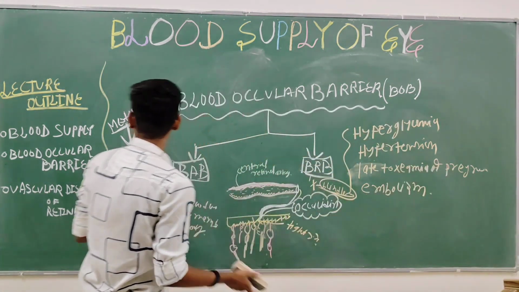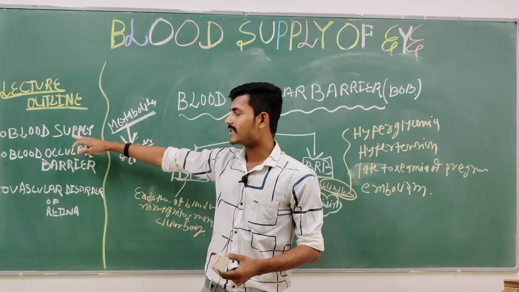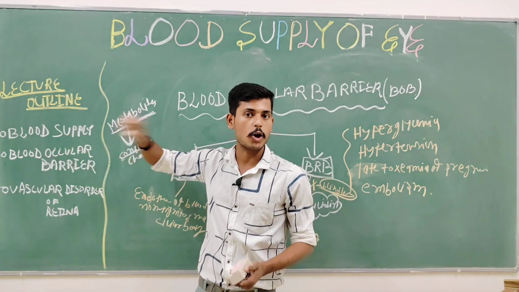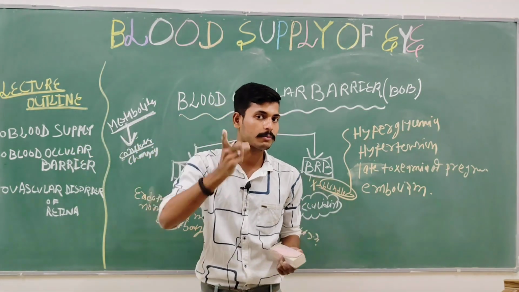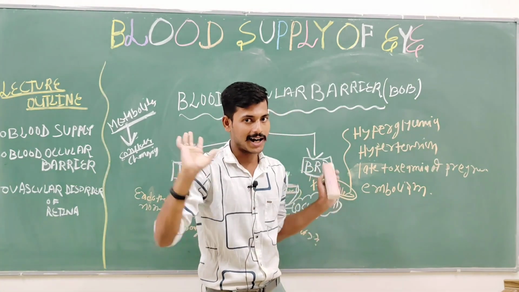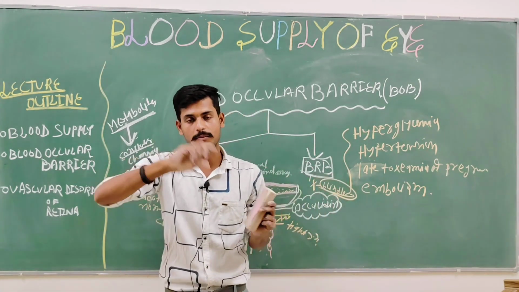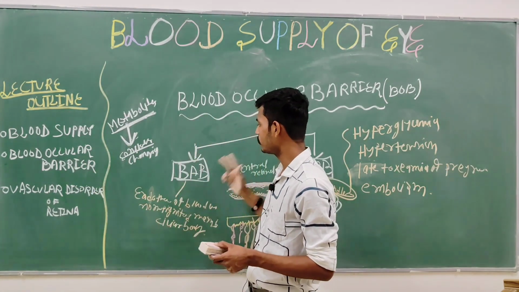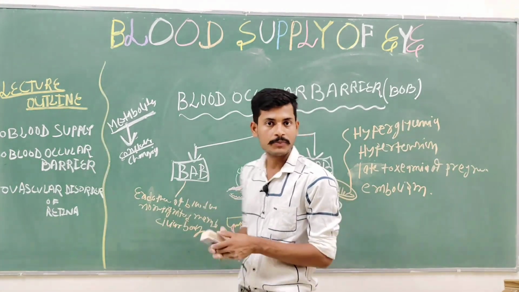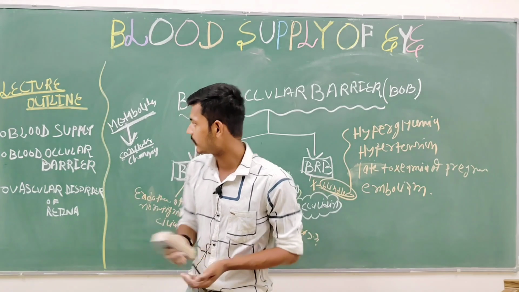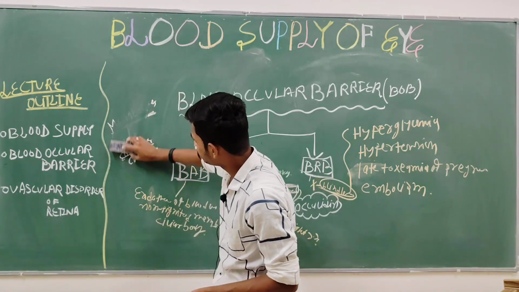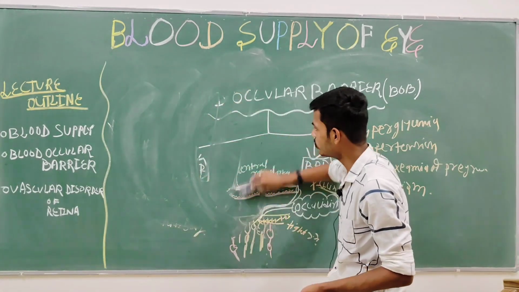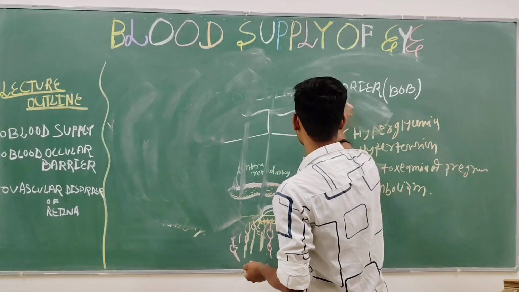So till now we studied the blood supply of the eye. That blood supply is mainly done by the ophthalmic branch, one of the important branches of the internal carotid artery, which arises from the arch of the aorta. Then we saw the blood-ocular barrier. There are two types: one is called the blood-aqueous barrier and the other is the blood-retinal barrier. Now that you understand the blood supply of the eye and the blood-ocular barrier, let's move ahead and discuss the vascular disorders of the retina.